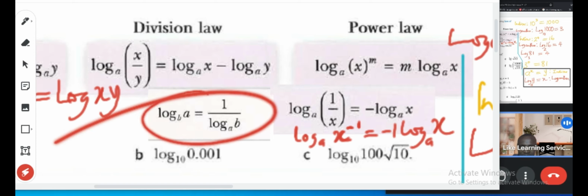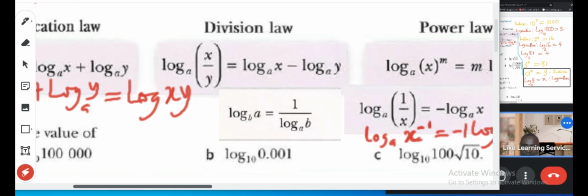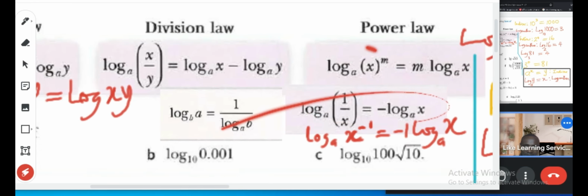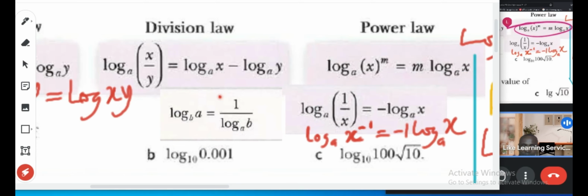Now there's another special law I just want to introduce to you. We've talked about 3 laws already; this last one is just an extension of the power law. All of them can be derived from each other. Log of a in base b is equal to 1 over log of b in base a. In fact, I want to explain something first.